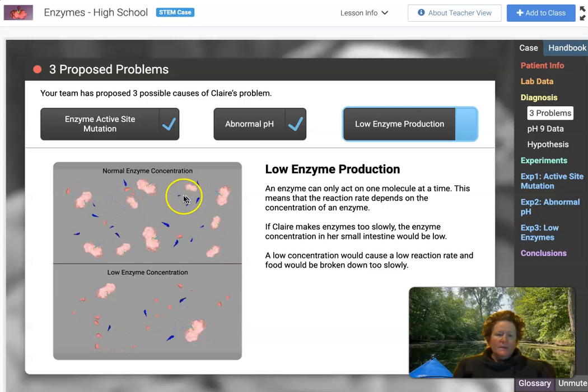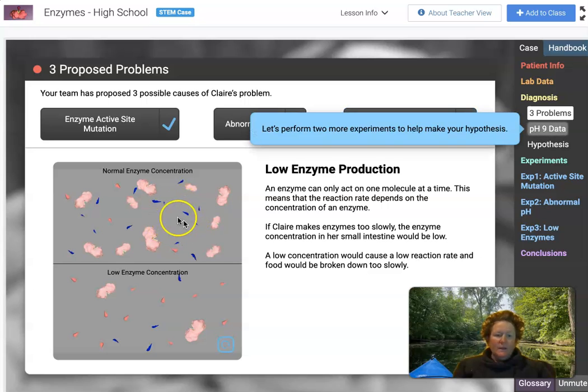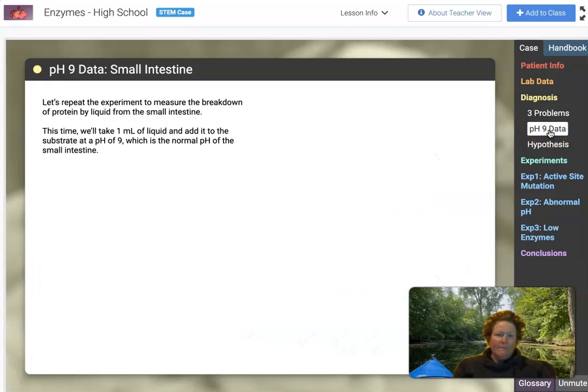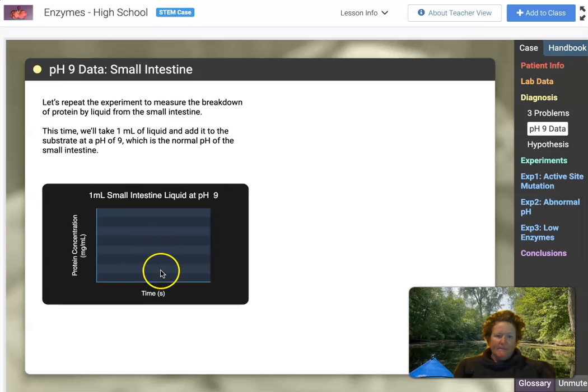So you can see there's a lot more product. The substrate is broken down a lot more quickly in this situation where there are more enzymes. So let's perform 2 more experiments to help you make your hypothesis. Let's repeat the experiments to measure the breakdown of protein by liquid from the small intestine. This time we'll take 1 milliliter of liquid and add it to the substrate at pH 9, which is the normal pH of the small intestine.